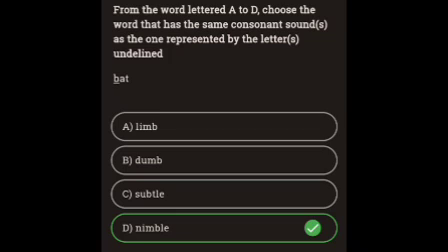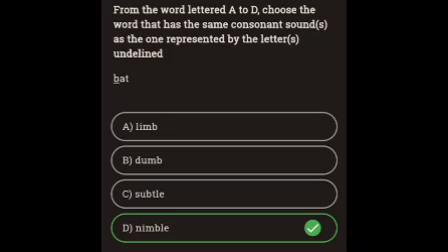The B in dam is silent. The B in subtle is also silent. But the B in nimble is not silent. Okay, so that is why nimble is our correct answer to that question.